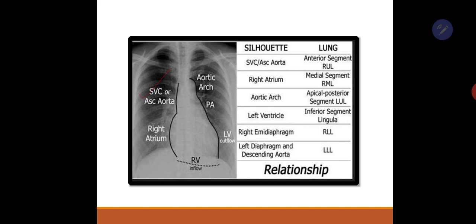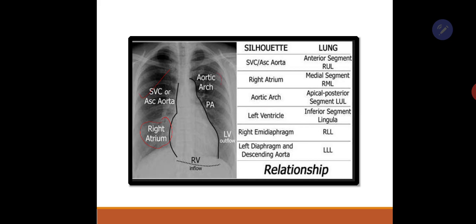That's how we make out a pathology in the anterior segment of the right upper lobe, by looking at the SVC or ascending aorta on a chest X-ray. The right atrium: medial segment of the right middle lobe. If there is a pathology in the medial segment of the right middle lobe, it will be evident by looking at the right atrium on a chest X-ray.